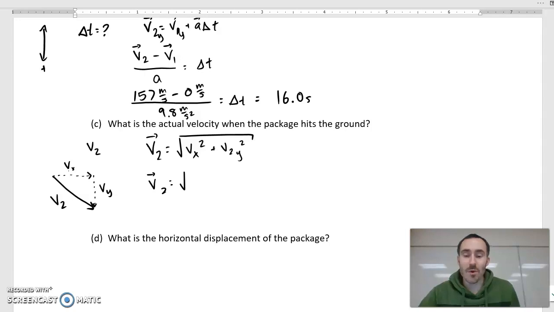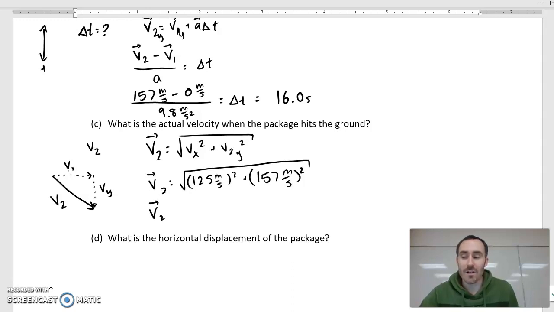And when I do that, I put in my 125 meters per second and square it. And I put in my 157 meters per second and I square that. And then when I square root it all, I get a final velocity of 201 meters per second. Okay, I need to give it a direction though, right? It's asking me for what's my actual velocity. It's not asking me for what's the speed when it hits the ground. If it was asking me for speed, I'd be done. But I need this angle.